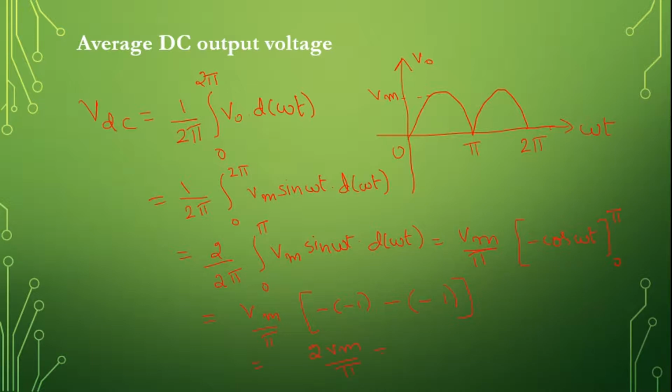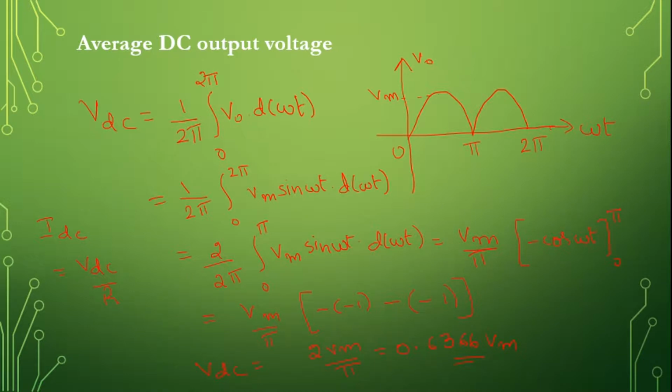Which is approximately equal to 0.6366. 2 by pi is 0.6366 Vm. So this is our average value of the output voltage. How can we find the output current? The average value of the output current IDC is equal to VDC by R.